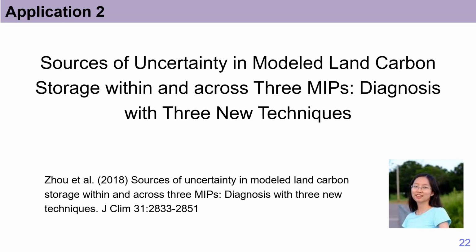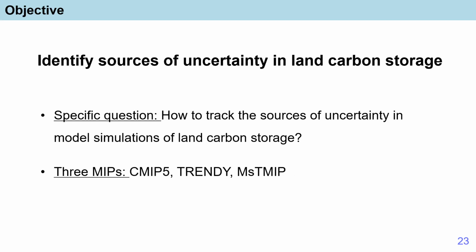The second application of the transient traceability is to identify sources of uncertainty in modeled land carbon storage within and across 3 MIPs. This work was conducted by Xia Zhou and her co-authors. The specific question they asked is how to track the sources of uncertainty in modeled land carbon storage within and across 3 MIPs. The 3 MIPs include CMIP5, TRENDY, and MsTMIP.